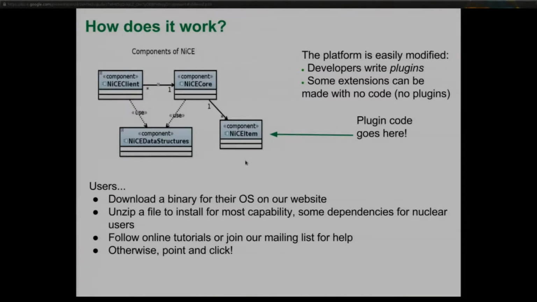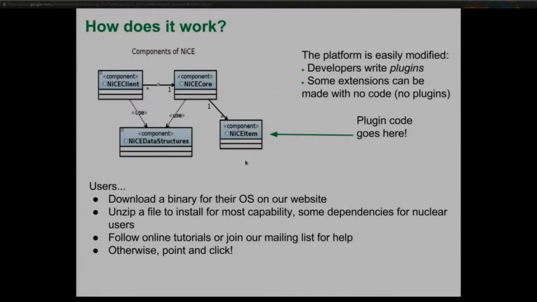And basically there are 4 parts of the framework or platform. I prefer platform. So there's the client, that's the UI piece. You never have to write any of that. The core, you never have to write any of that. The data structures are things that we work on, again. But the item is where you write your plugin.